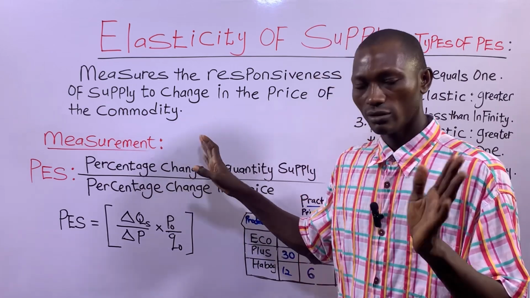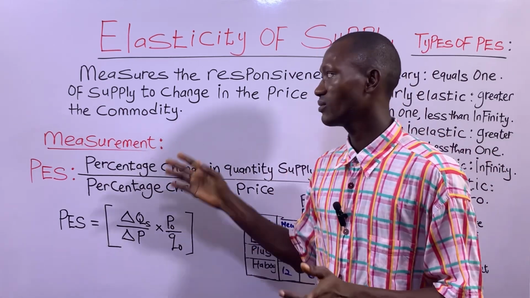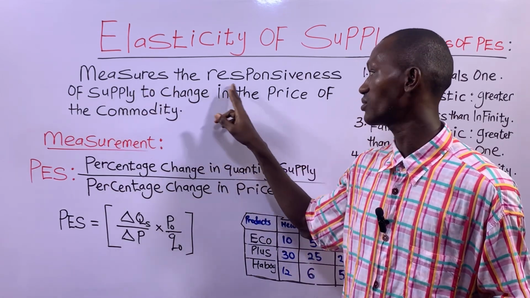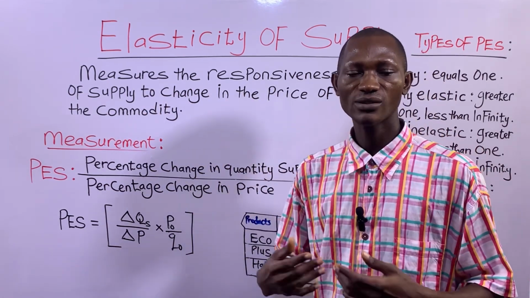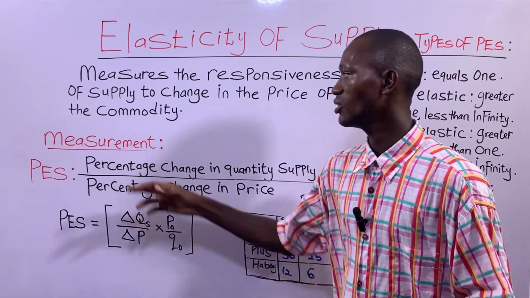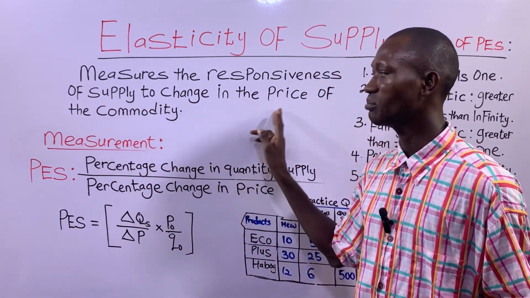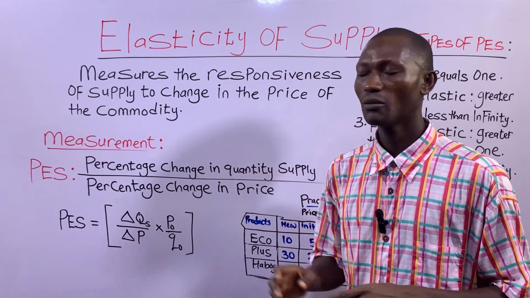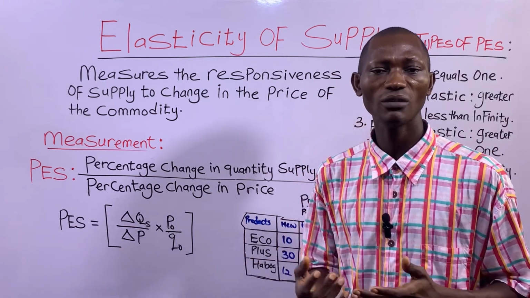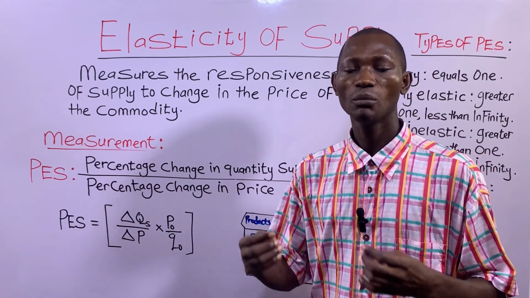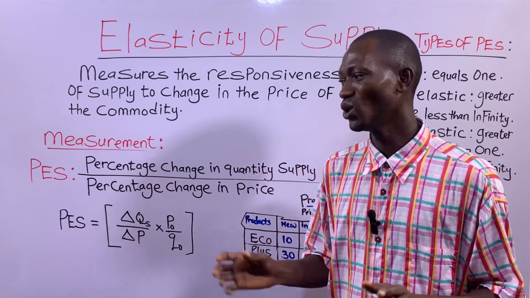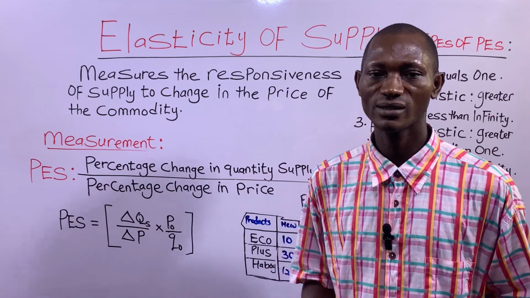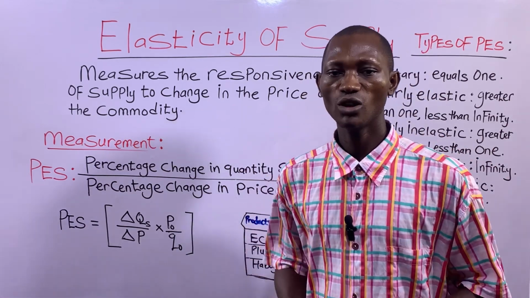So let me try and rephrase the definition of price elasticity of supply now. Price elasticity of supply measures the responsiveness, the extent, the level, the magnitude of supply to change in the price of the commodity. That's basically the definition of price elasticity of supply. Anytime we talk about elasticity of supply, we actually mean price elasticity of supply. It's just talking about how the quantity supplied will react to change in the price of the commodity.